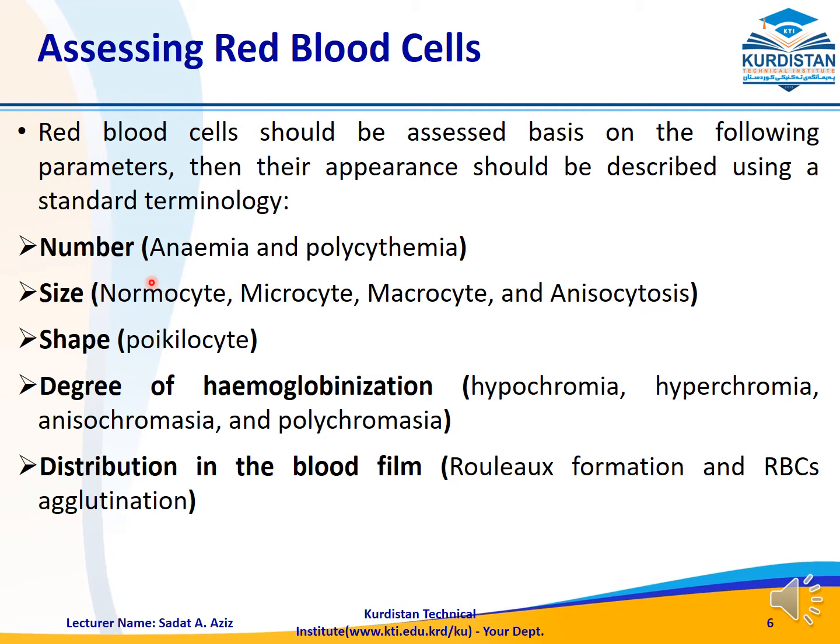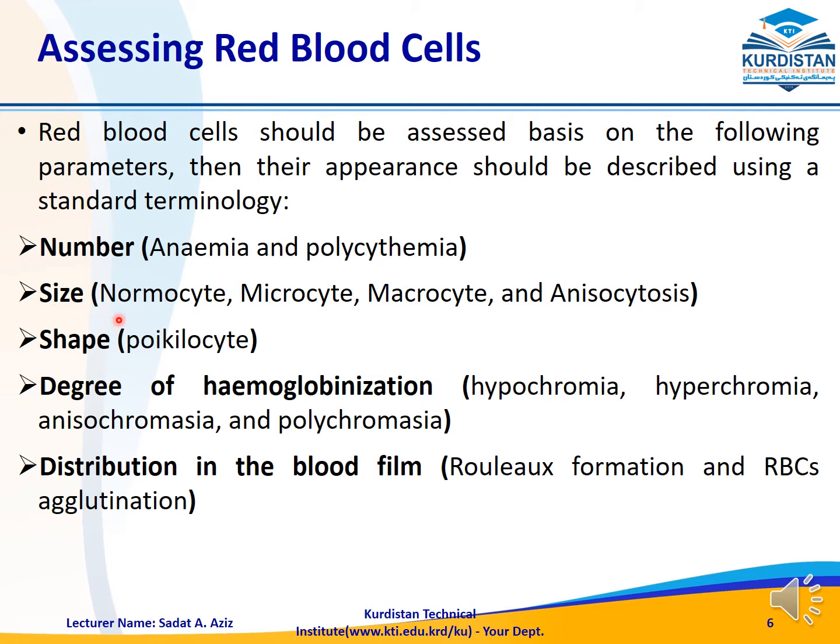About the number of the red blood cells, when there is an increase or a decrease in the number of red blood cells, we have some specific terms to define this. For instance, anemia is used to define the reduction in the number of red blood cells. Polycythemia is used to define the increase in the number of red blood cells.